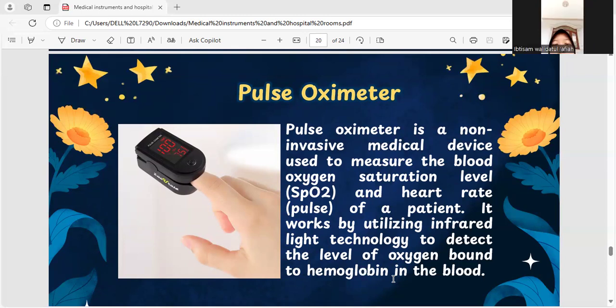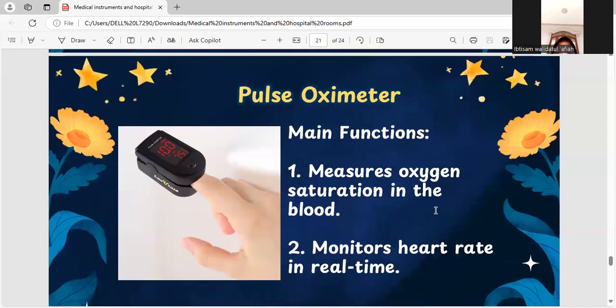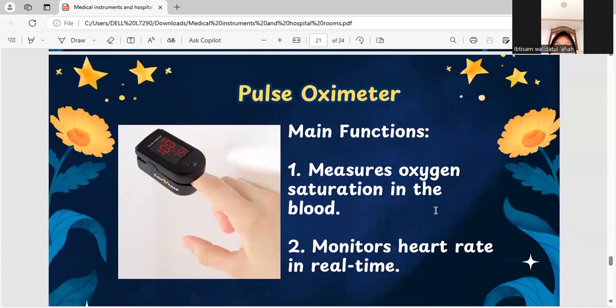The next, pulse oximeter. A pulse oximeter is a non-invasive medical device used to measure the blood oxygen saturation level, or SpO2, and heart rate of a patient. It works by utilizing infrared light technology to detect the level of oxygen bound to hemoglobin in the blood. Main function: measure oxygen saturation in the blood and monitor heart rate in real time.